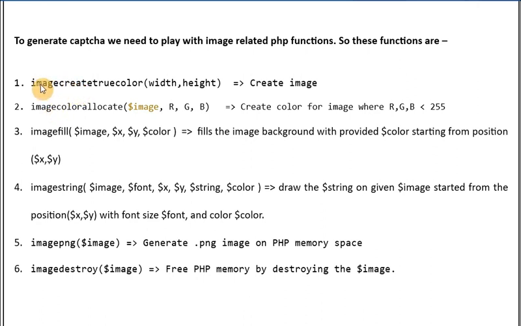So the first function here is imagecreatetruecolor. What does this function do? This function basically takes two arguments, width and height, and it creates one image.